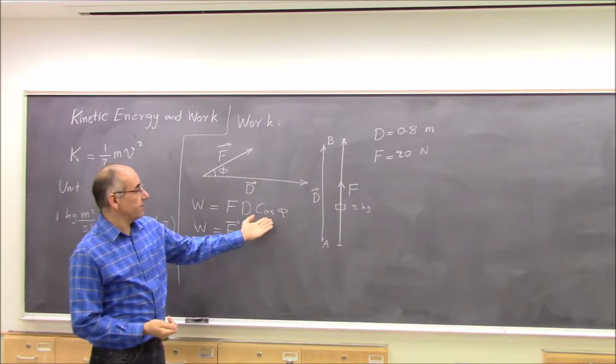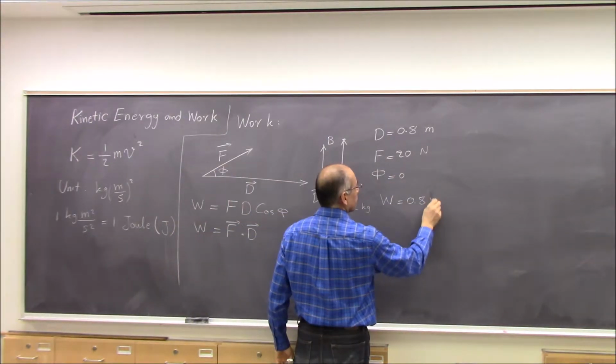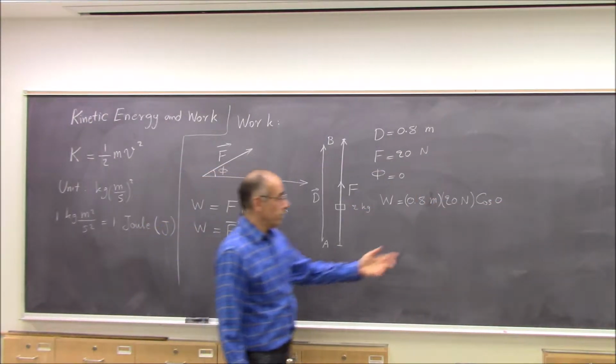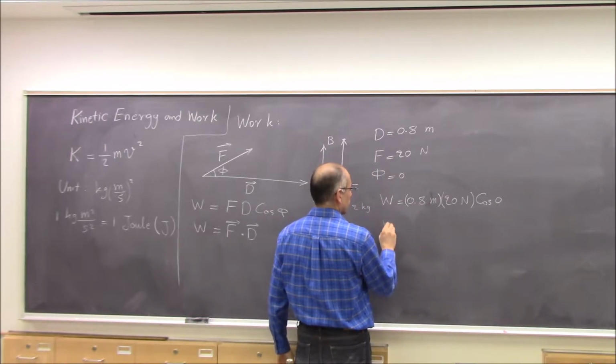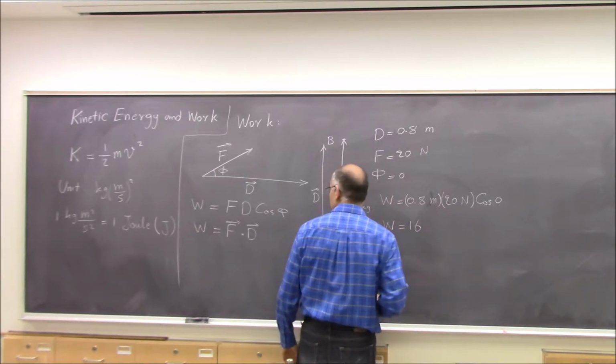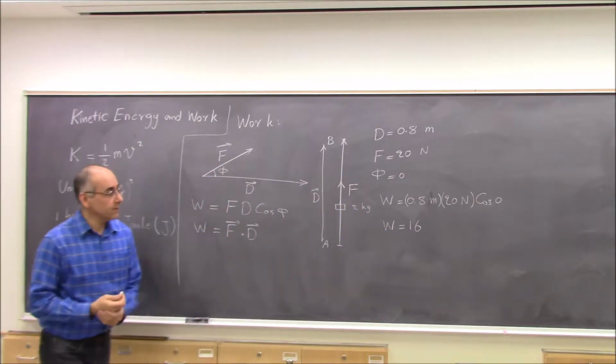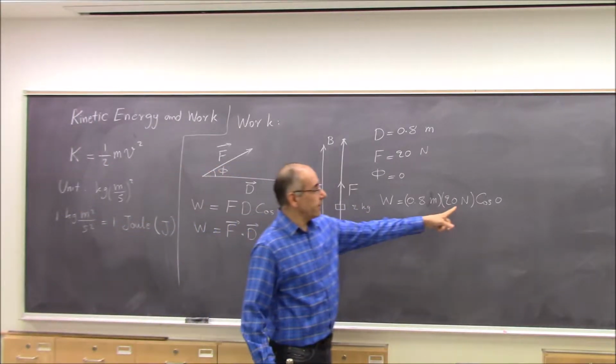And then phi is 0. Cosine 0 is 1. 0.8 times 20 is 16, right? So W is 16. What's the unit? Joule. We didn't talk about unit. It's Newton meter. What is Newton?